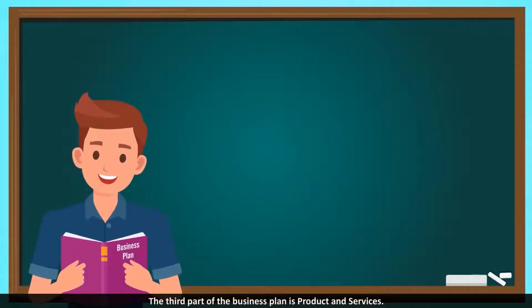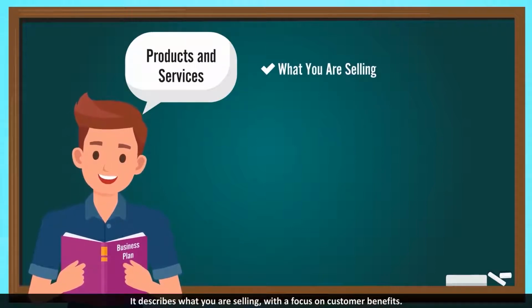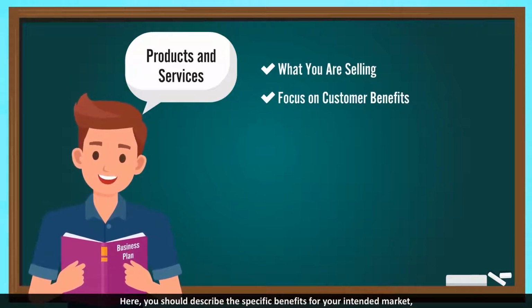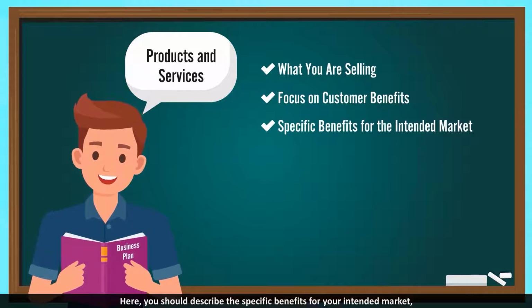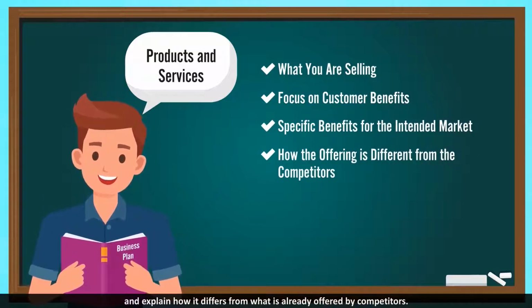The third part of the business plan is product and services. It describes what you are selling, with a focus on customer benefits. Here, you should describe the specific benefits for your intended market and explain how it differs from what is already offered by competitors.